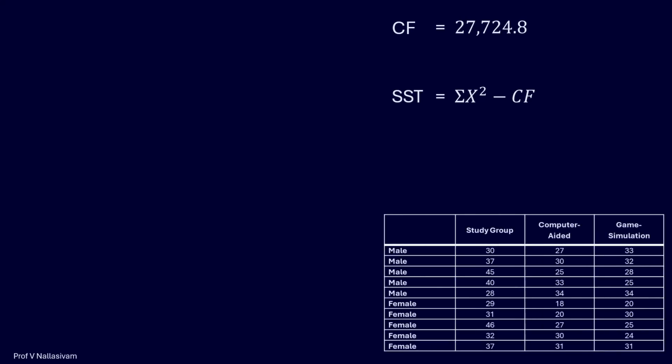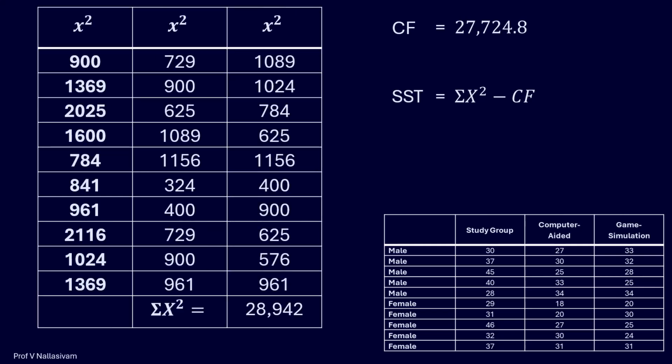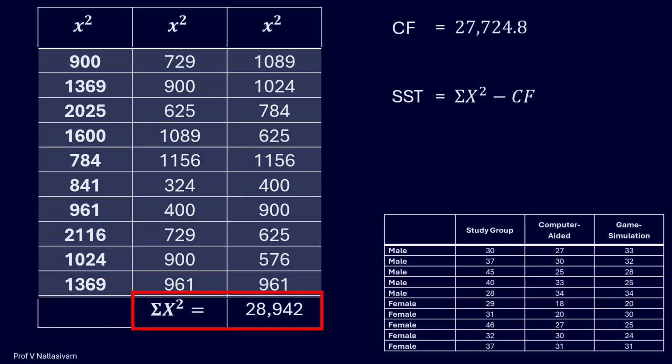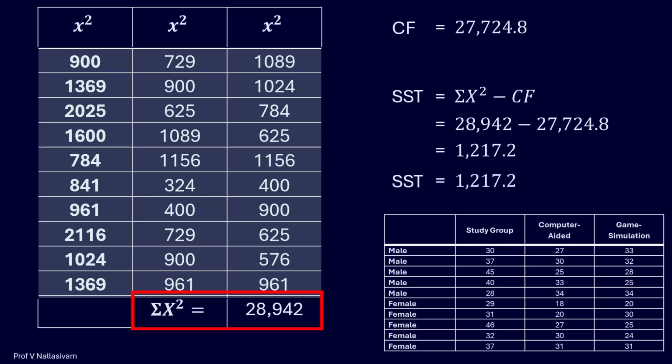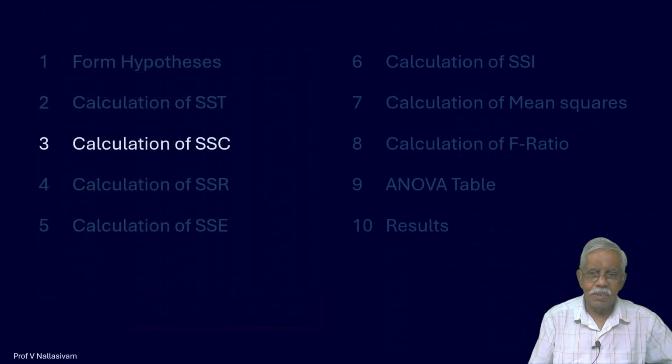Let us now calculate the value of sigma x square. We have already identified the values in the given table as x. Square them all. Its grand total is sigma x square. It is 28,942. Let us substitute the values in the formula and simplify. 28,942 minus 27,724.8, 1,117.2. SST is 1,217.2. We shall turn to calculate the sum of squares of column variation, that is SSC.